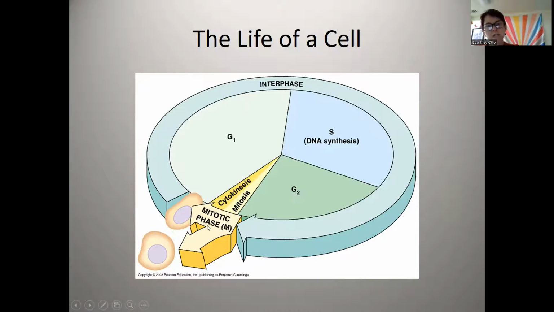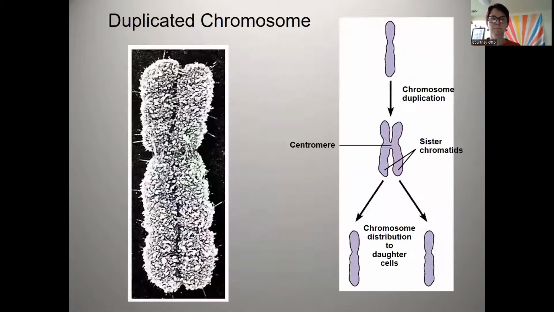Down here, we see how our cells actually divide, right? We see mitosis and cytokinesis. And ultimately, that's going to produce two separate yet identical cells.